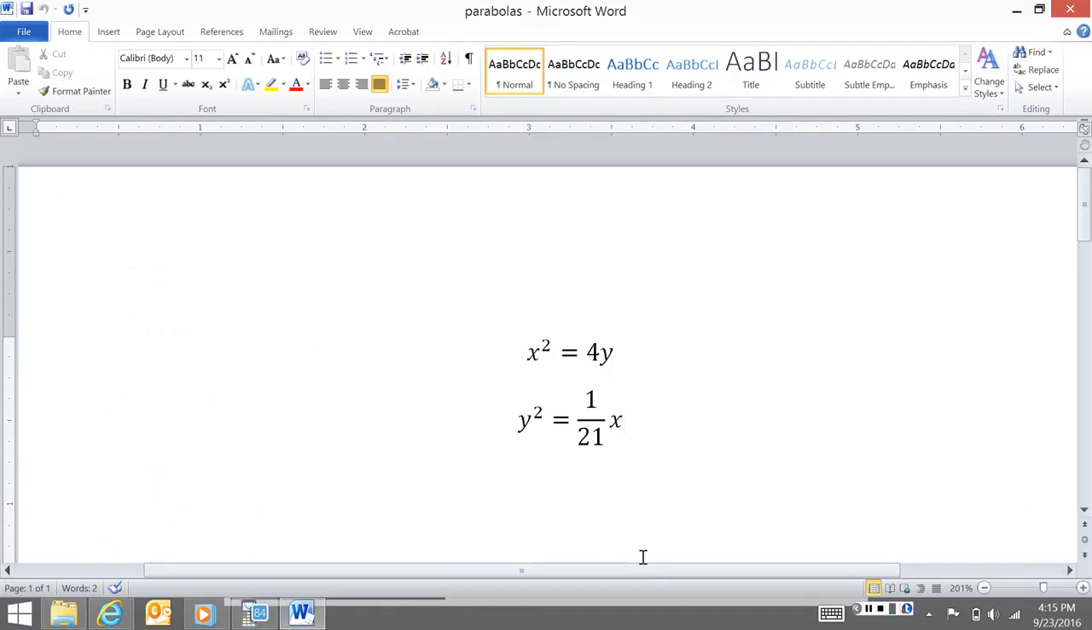Okay, we want to draw parabolas on our graphing calculator, and we have two versions. We have this top version, x squared equals something, and then we have y squared equals something. On this first one, this presents no problems to us.